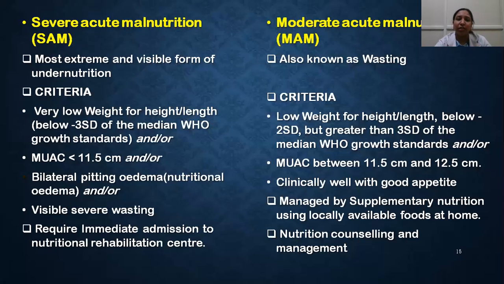How do you manage a SAM child? This SAM child requires immediate admission. You have to immediately admit the child to NRC, Nutritional Rehabilitation Center. Whereas a MAM child, you can manage them at home by using supplementary nutrition or locally available foods.